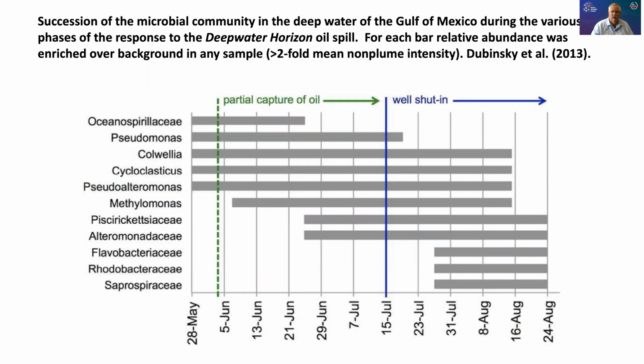We also looked at the distribution of organisms and the succession in the microbial community. We saw the Oceanospirillales come up rapidly at first, and Pseudomonas and Colwellia, and then gradually it dropped off, once the well was shut in and there's no more oil going into the deep, to these other organisms which could degrade the components that were left after the Oceanospirillales and Pseudomonas ate the good stuff.